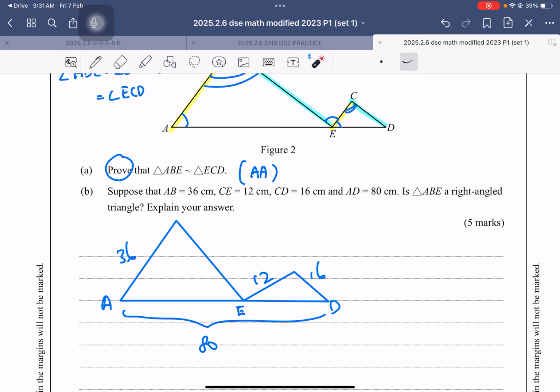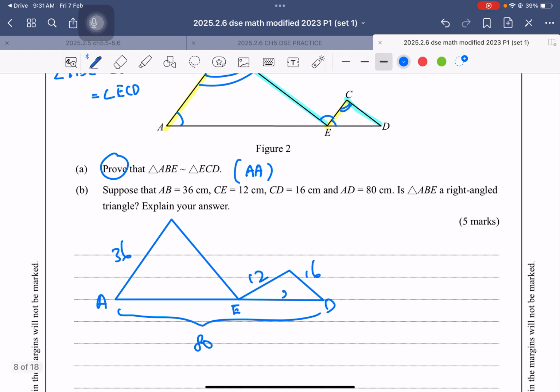So what are you going to do? Because the only thing we have is the whole thing here is 80. We don't have the separate lengths, isn't it? So I must let this be x. If you let ED equal x, then what is AE? 80 minus x. Okay? So for similar triangles, what do you have? Ratios. The ratio is going to be the same. Then what can we do?